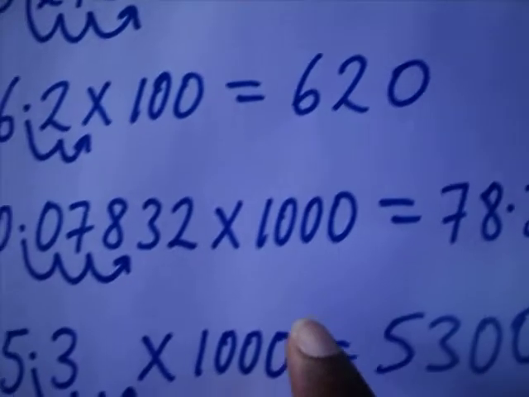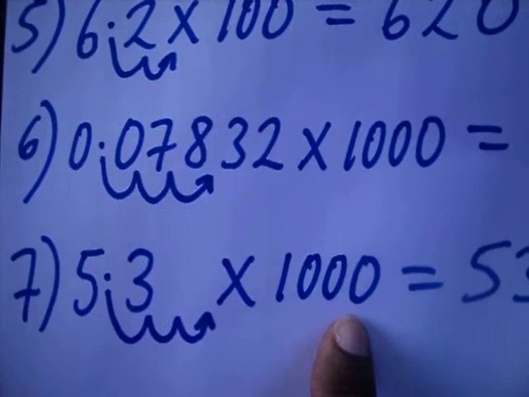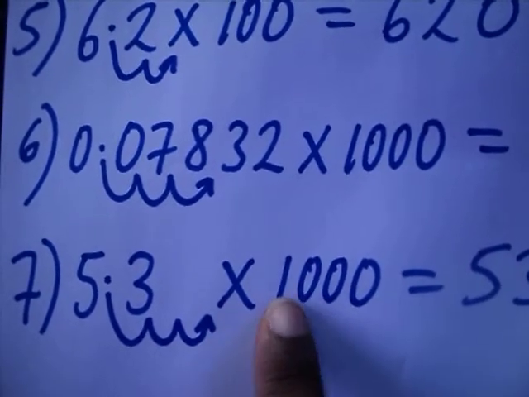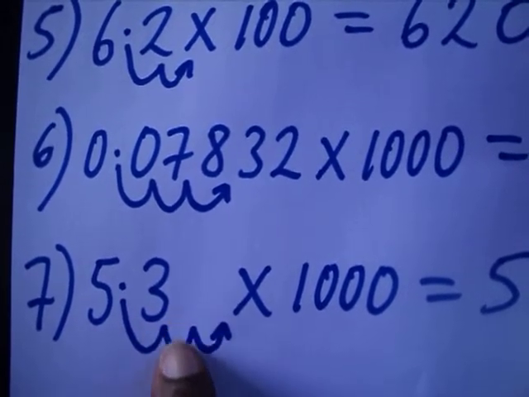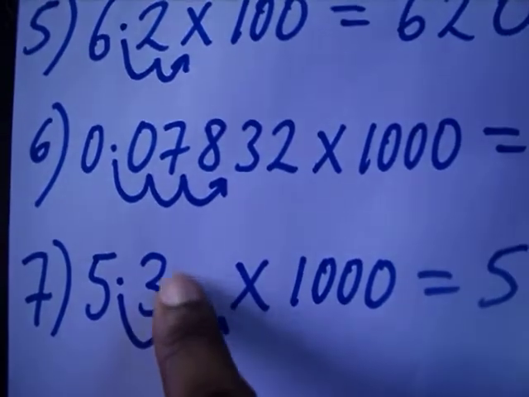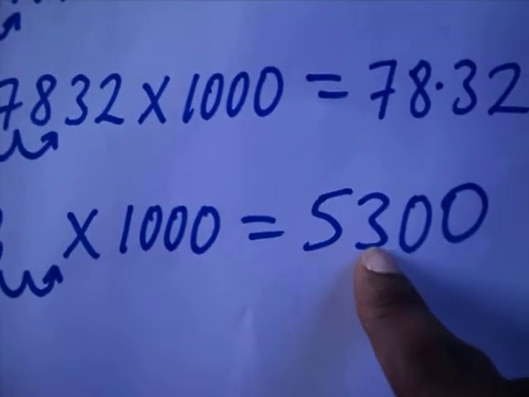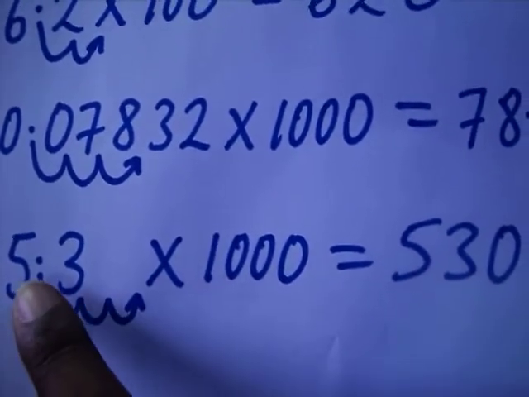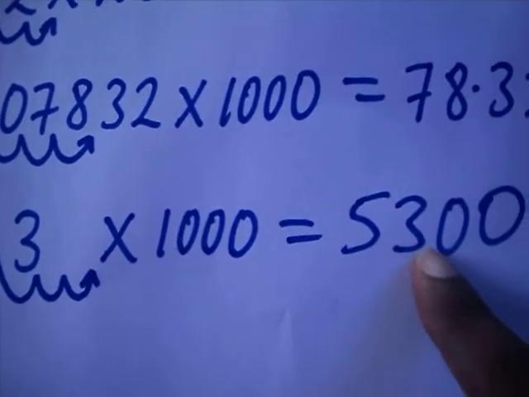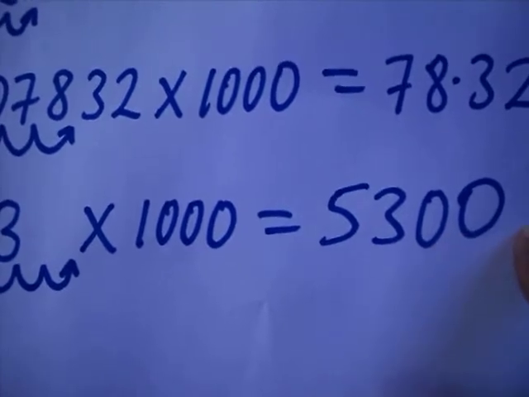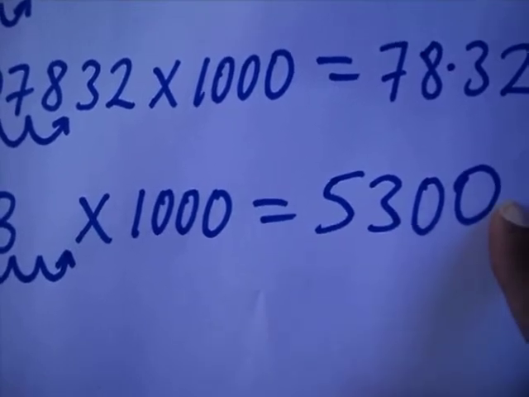Look at that. Another one, you have 5.3 times 1000. Again, you shift the point how many times? 1, 2, 3 times, because you have 3 zeros. So we're going to shift the point once, twice, 3 times. You place a 0 here and a 0 here. So you now have 5300. The point was here. You multiply by 1000, you shift the point 3 times. Once, twice, 3 times. So we now have 5300. Because the point now comes here.